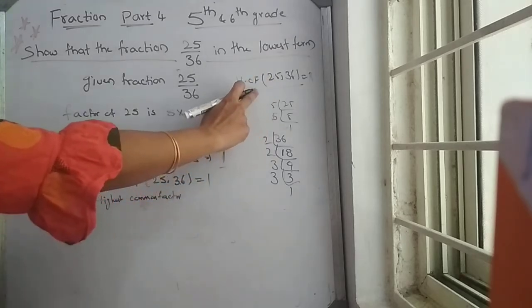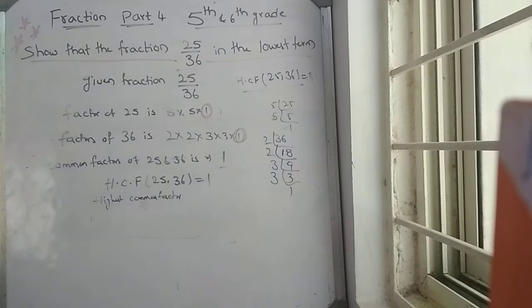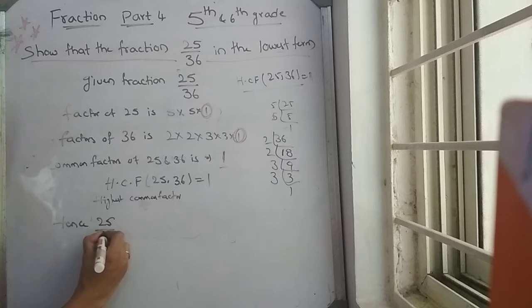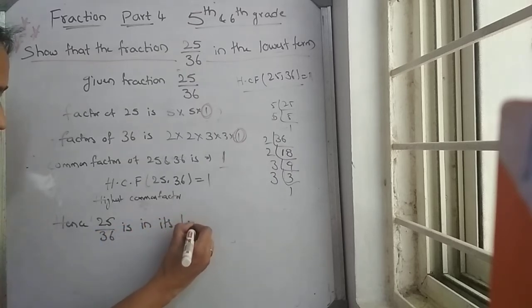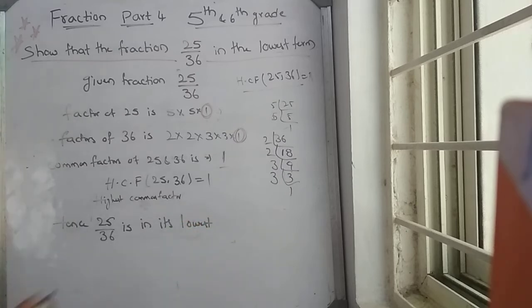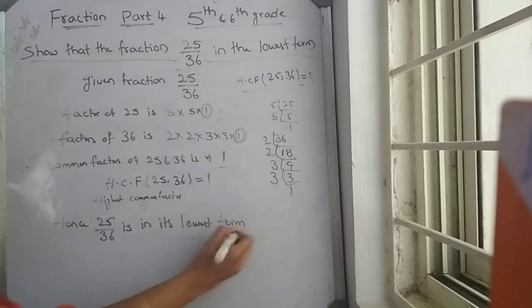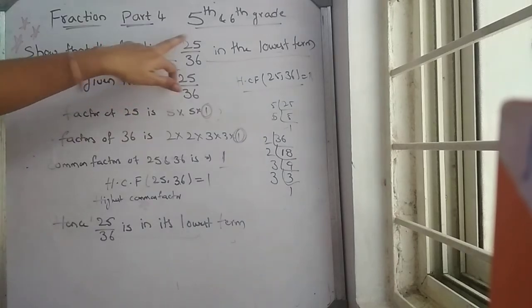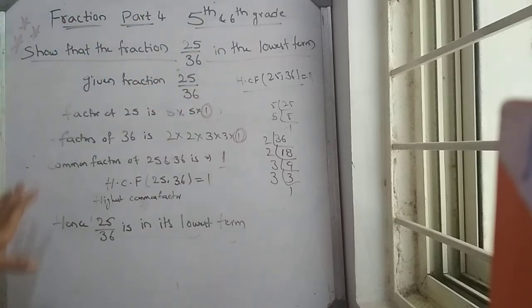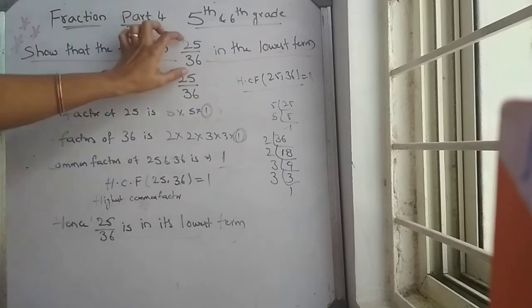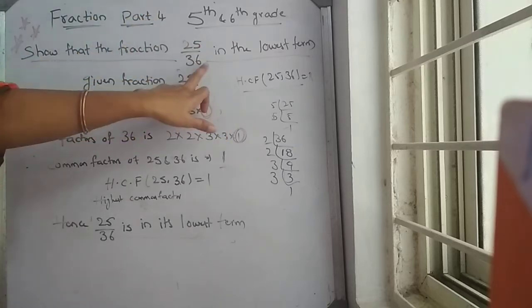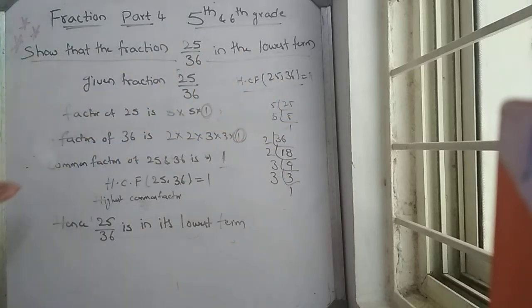If we show this, the given fraction is in its lowest form. So hence 25 by 36 is in its lowest term. Now clear, right? What they mentioned: show that the fraction 25 by 36 is in the lowest form. How to find it? If you show HCF of numerator and denominator is equal to 1, the fraction is in its lowest term.